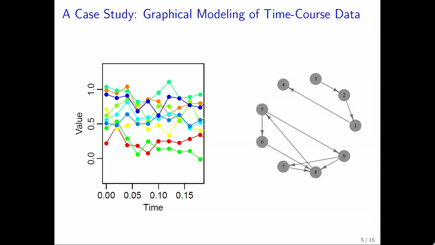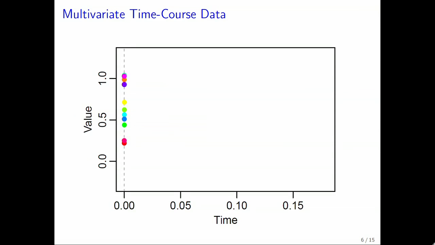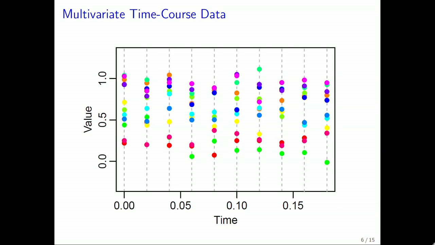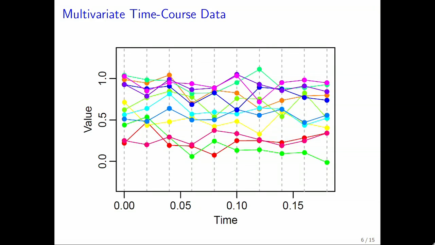So how do we actually do this? Well, we should start by understanding the data a little bit better. This is multivariate time course data. What I mean is that at time 0, we measured the expression of a bunch of genes. Each gene is shown in a different color. And then we do it again at a later time point and again. So our data looks like this.